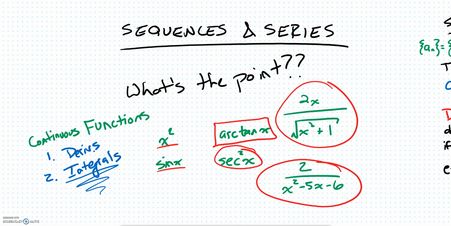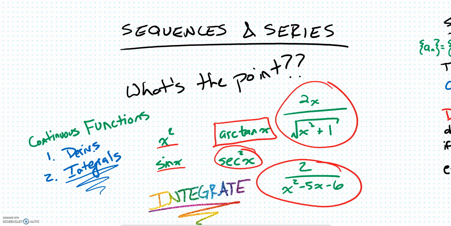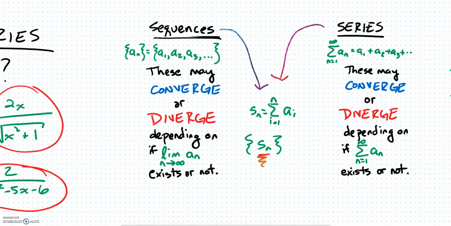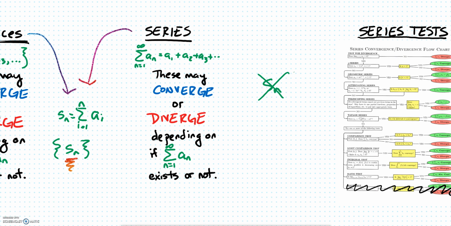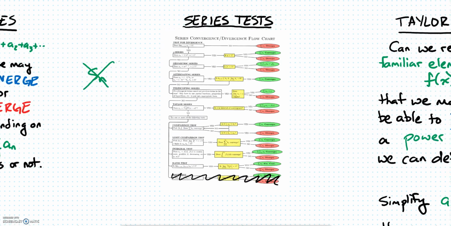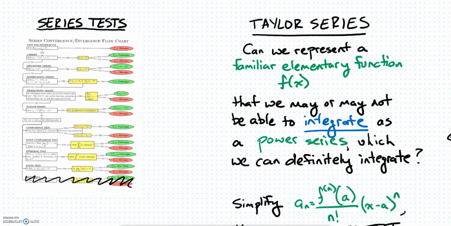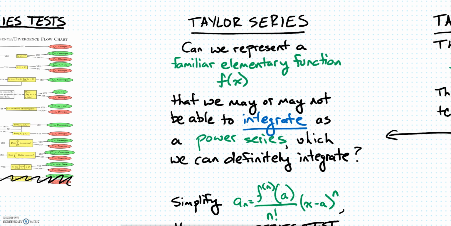Well, in my opinion, the point is we want to integrate. We want to integrate a whole bunch of functions that we may or may not have been able to integrate before, such as arctangent of x. We develop all of these different strategies, but none of this has anything to do with arctangent or integration until we get to Taylor series.